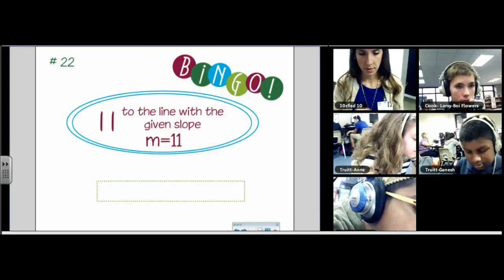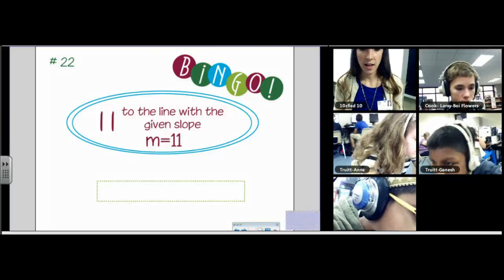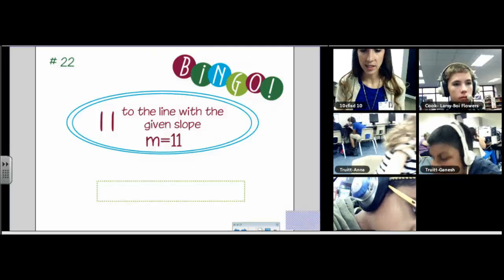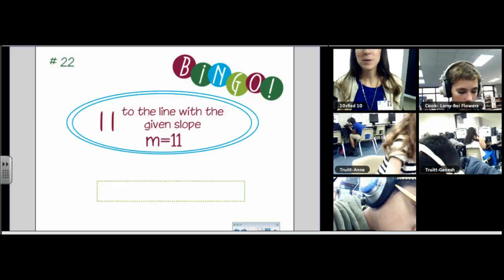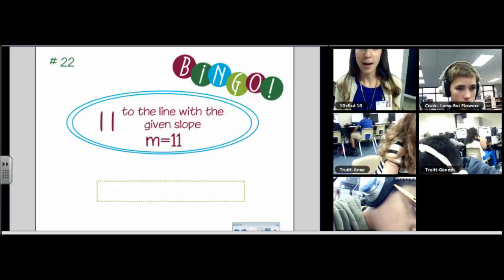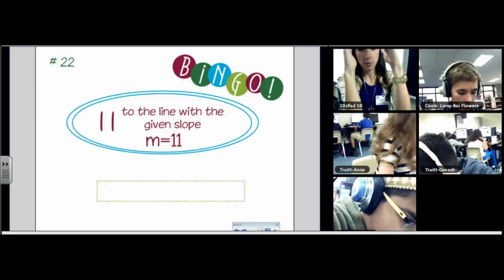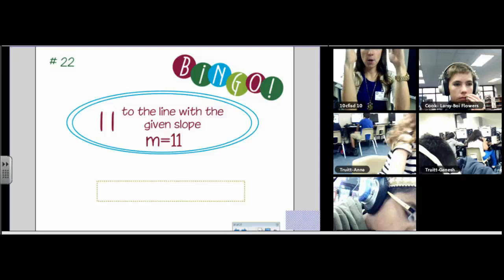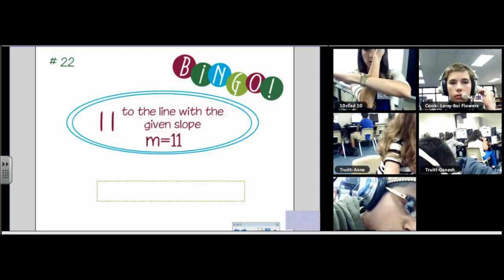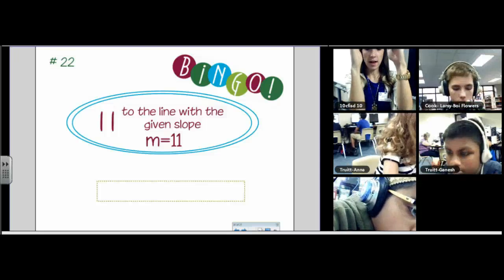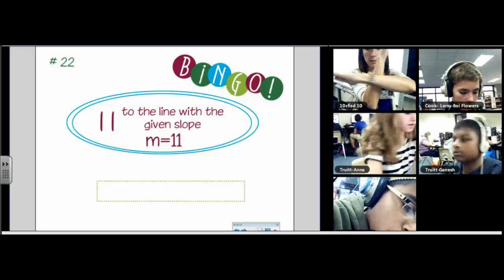We want to be parallel to the line with the given slope. Okay, Adriel, thank you for telling me. Parallel to the line with the given slope. M, the slope, is 11. So all you have to do is look at your card and find a line with a slope of 11, right? Because parallel lines have same slope. Remember, same slope and then opposite reciprocal. Same slope is parallel, and then perpendicular is opposite reciprocal.